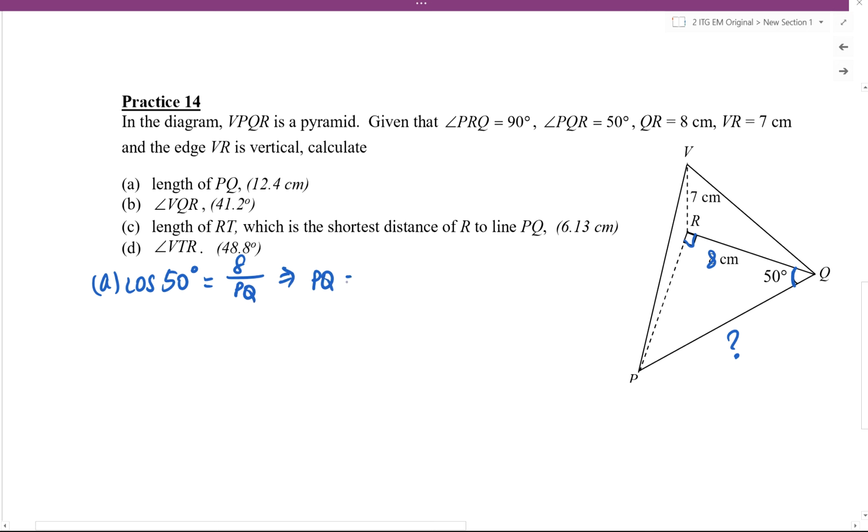Therefore, PQ is simply 8 over cosine 50 degrees. Calculator, 8 divided by cos 50. I get 12.445. Round it off, 12.4 cm.